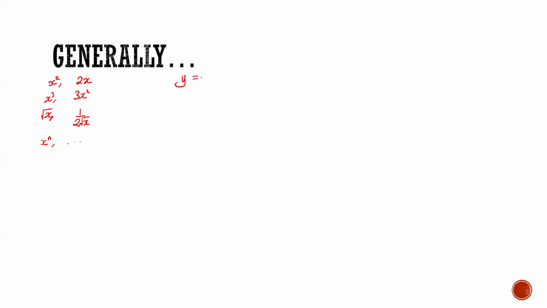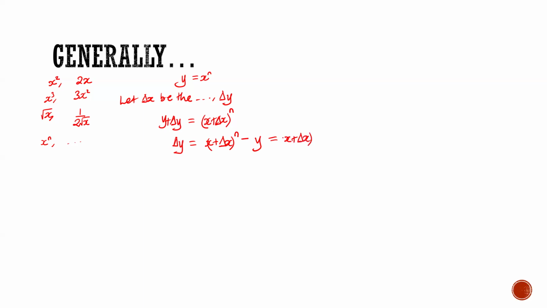We let y equal x to the power n, and then we let delta x be the small change in x, such that delta y is a small change in y caused by that change. That would mean that y plus delta y is equal to x plus delta x raised to the power n. So delta y is equal to x plus delta x raised to the power n minus y. But you know that y is x to the power n.